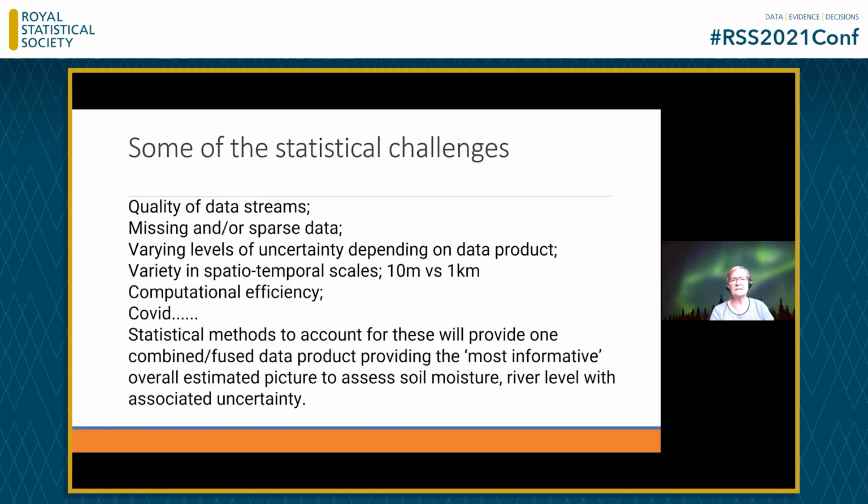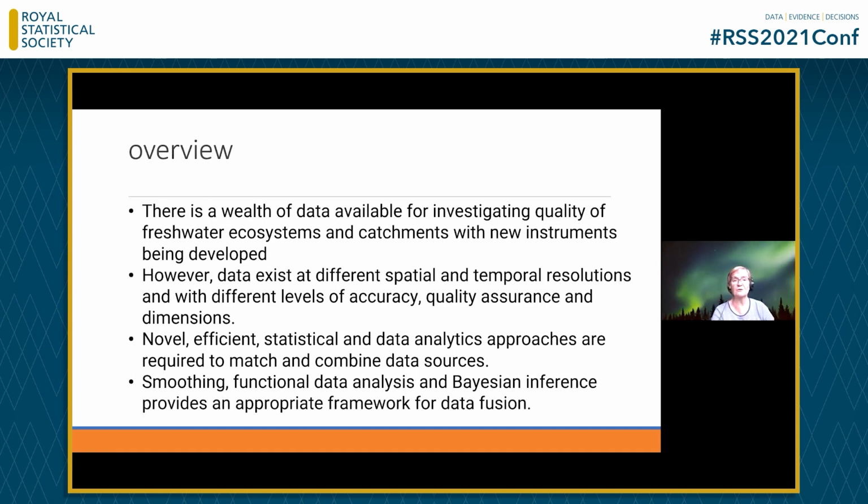So some of the statistical challenges that we've encountered, just really the quality of the data from these newly designed sensors, the varying levels of uncertainty, the variation in the spatial temporal scales. COVID is going to affect everybody. And just thinking about statistical methods to bring together all of these different data sources so that we can feed that information through into things like the Hutton criteria for use by local farmers.